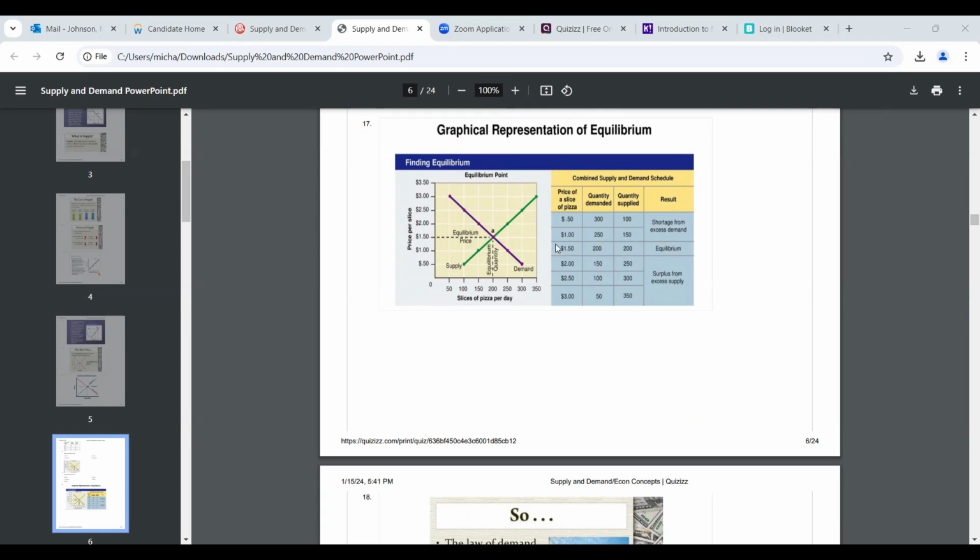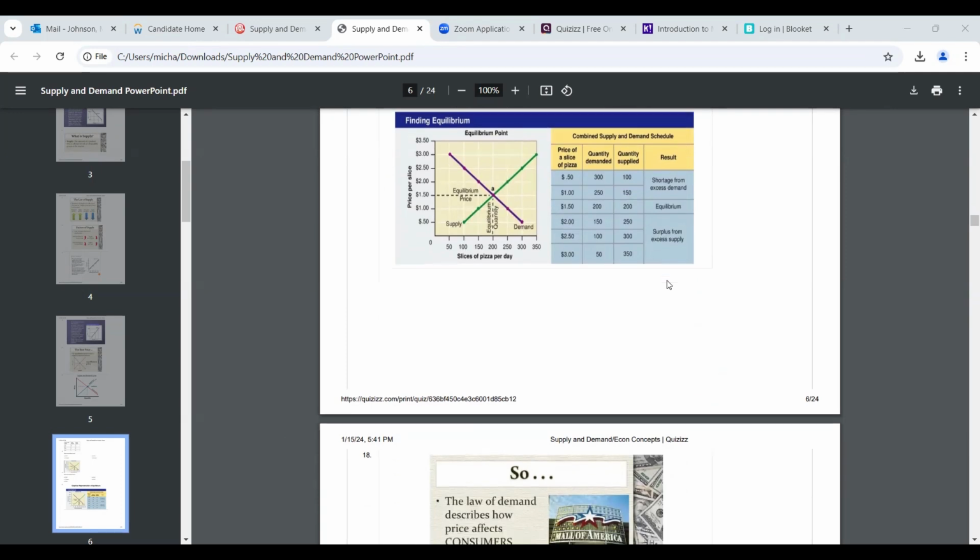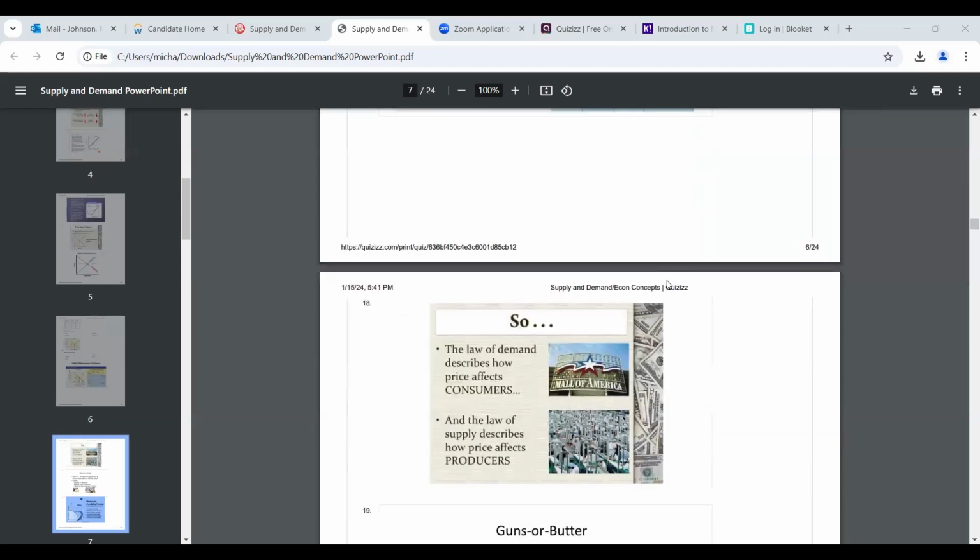And then anything below the price of 150 is a shortage from excess demand. So if demand is higher than supply, that's excess demand, and that's shortage. So they need more supply to meet the demands. And then a surplus is when there's too much supply. So there's excess supply, more supply than demand. So that's when a surplus happens. So surpluses happen when there's too much supply, and shortages happen when there's too much demand. So you want to meet an equilibrium.